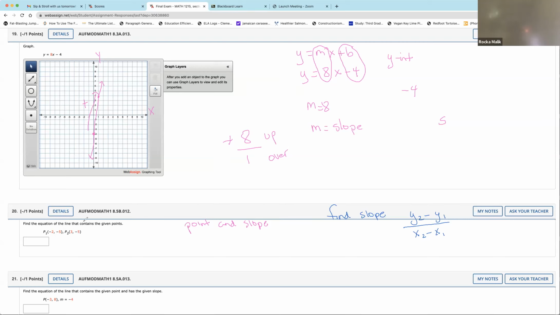Okay. So this is (-2, -5) and (3, -5). This is x1, y1, and this is x2, y2.